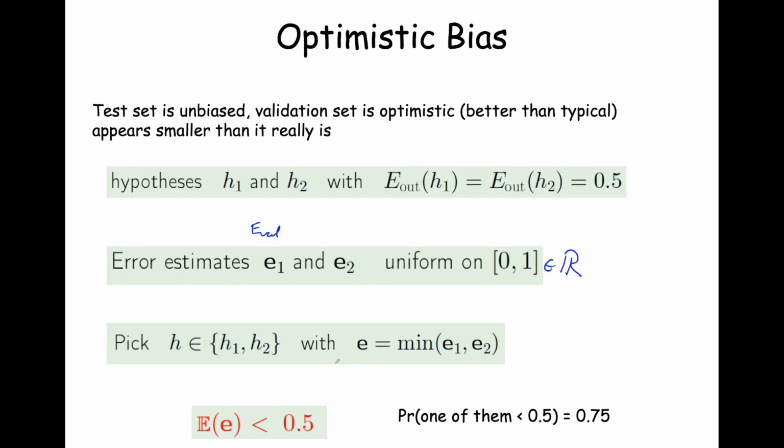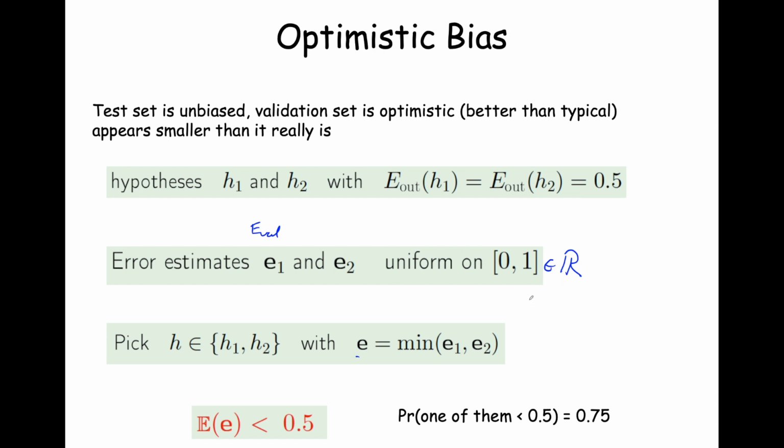Essentially, one of the things we're going to see is that even though their expected out-of-sample error is 0.5, we know that the pick between these two hypotheses based on these two estimates is going to be less than 0.5. The probability that one of them is below 0.5 is a 75% probability.